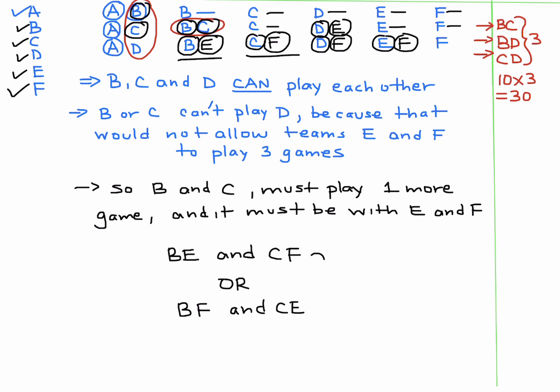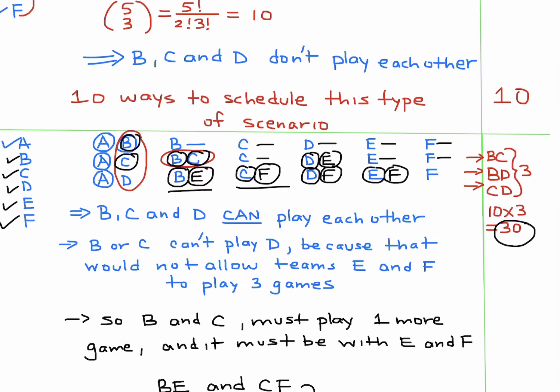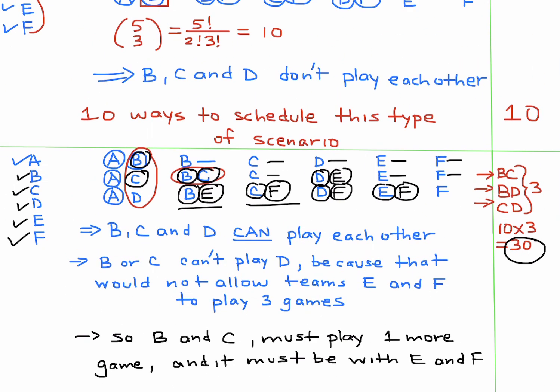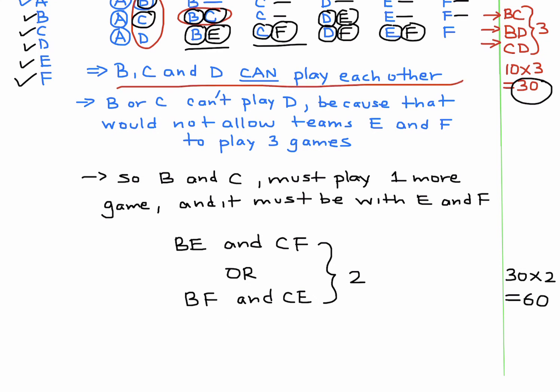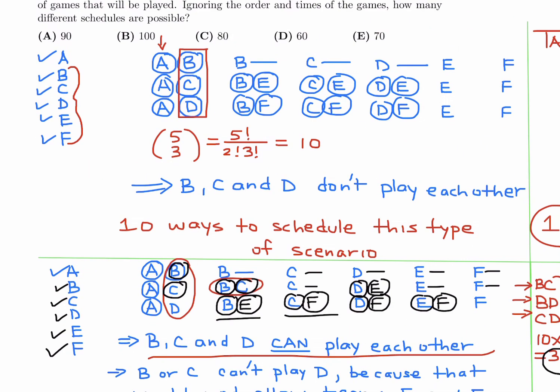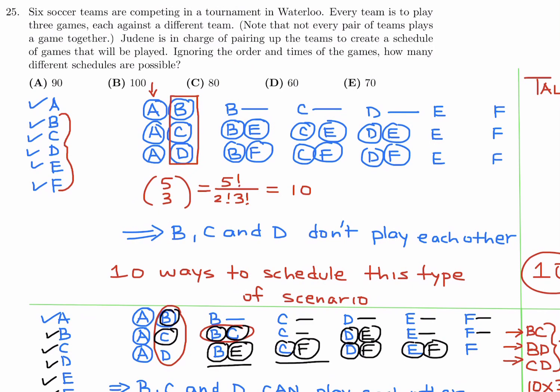So what this does is it gives you 2 possible directions of these 30. So my tally now is 30 times 2, which is 60. So recount the totals. From this scenario where B, C, and D don't play each other, we have 10. From this next scenario where B, C, and D can play each other, we have 60. So the total is the 10 up there plus the 60 down here, and that is 70. So the answer to this question is 70, and number 25, therefore, is E.